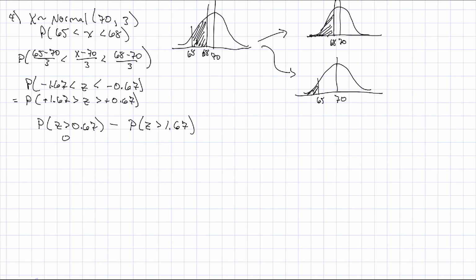So I get 0.2514 for the larger area, I get 0.0475 for the smallest area, and that means our overall probability of drawing an individual between 65 and 68 is 0.2039.